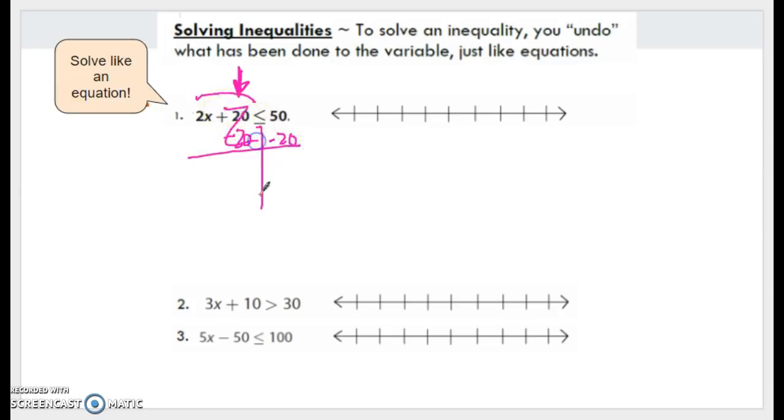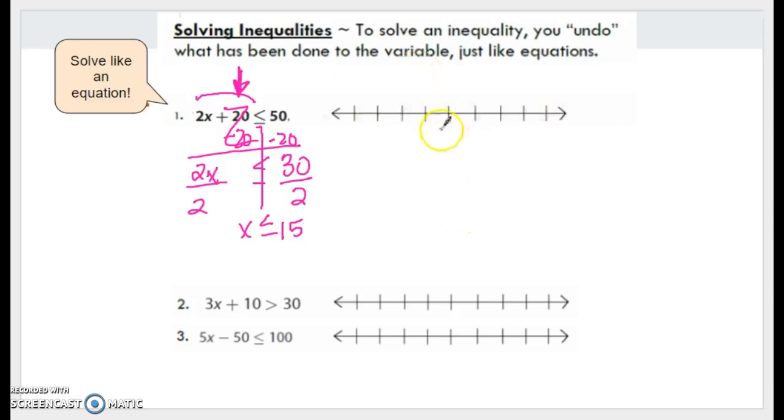so that this zeroes out. So this brings us down to 2x less than or equal to 50 minus 20, which is going to give us 30. So 2 times something gives us 30. The opposite of multiply is divide by 2. Divide by 2. So x is less than or equal to 15.